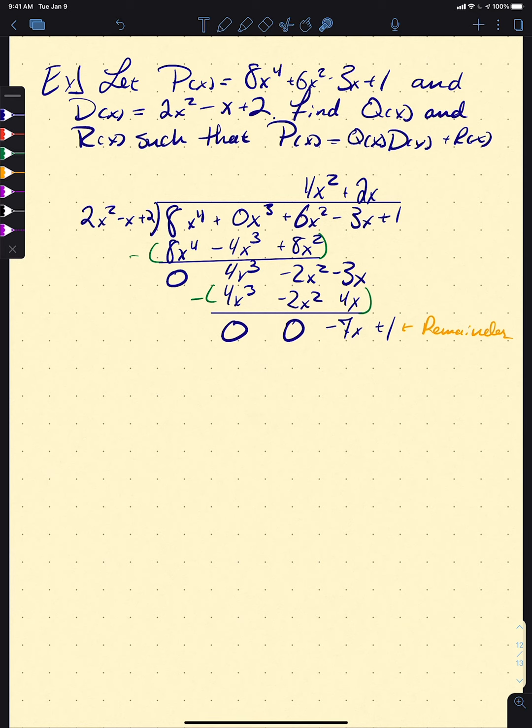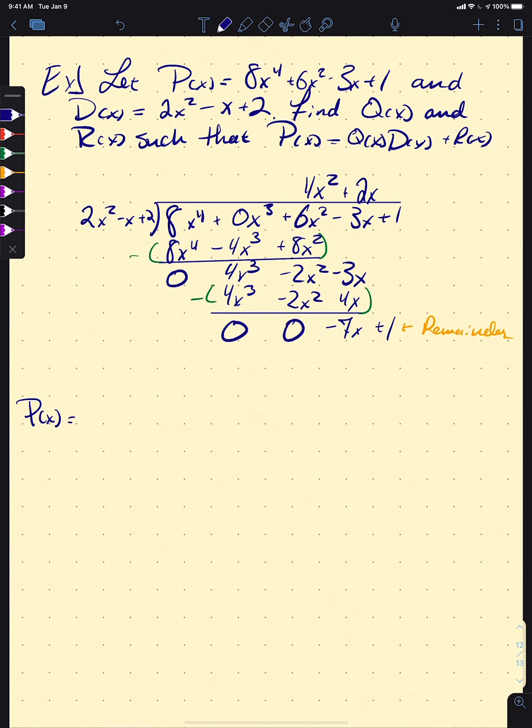And that's because, notice that negative 7x plus 1 is degree 1, right? This is degree 2. There's nothing I can multiply to lower the degree, right? So we're done. We can write this in the form of this guy, right?